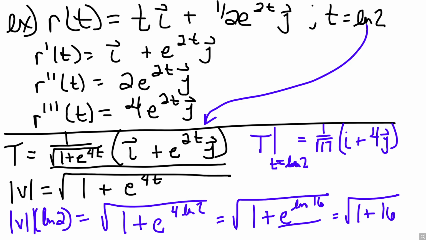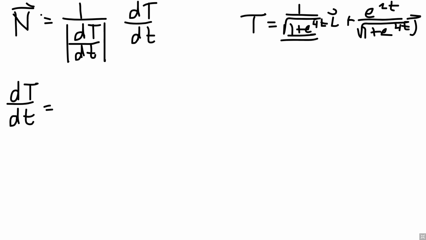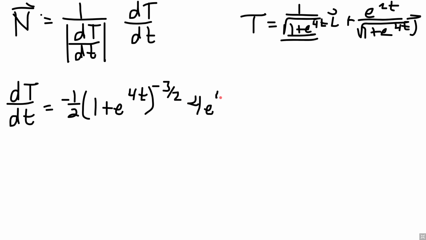If we take the derivative of the first component, we're going to end up with negative 1/2 times 1 plus e to the 4t to the negative 3/2 times 4e to the 4t, and this is in the I direction. Plus, for the second piece, there's no easy way. You can switch it up to a product rule, or you can use the quotient rule. It doesn't really matter. I'm going to do it as a quotient rule.